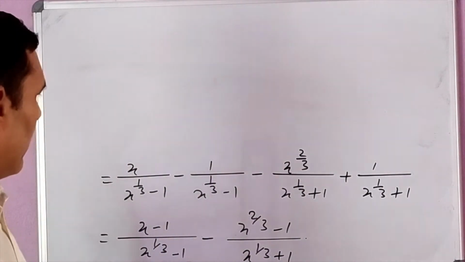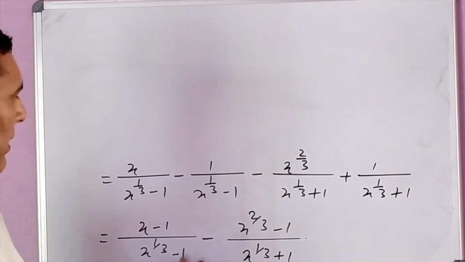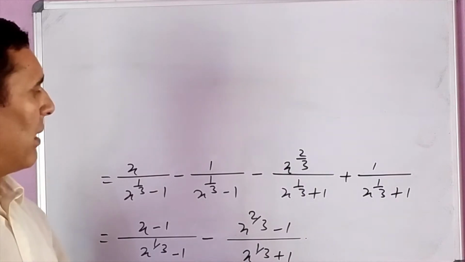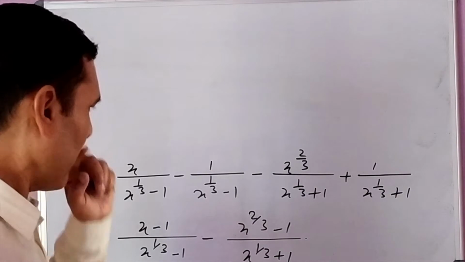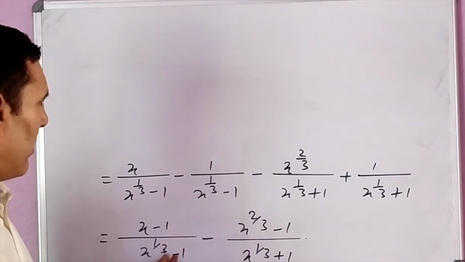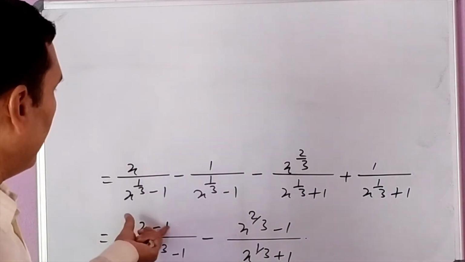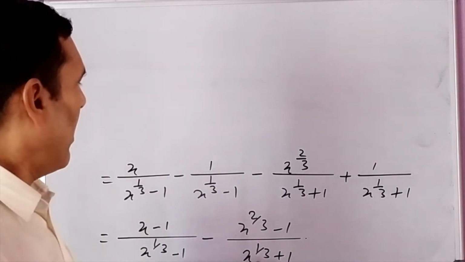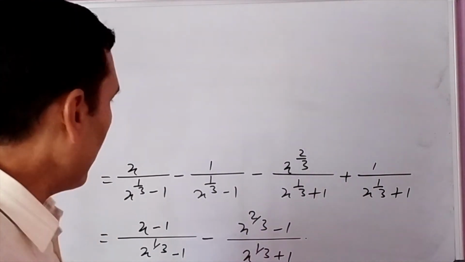After that, we have two options. Either we take the LCM again in these two terms, x to the power 1 by 3 minus 1 and x to the power 1 by 3 plus 1. If we start doing it like this, it will be too long. We can get the same factor, x to the power 1 by 3 minus 1, in the first numerator, and x to the power 1 by 3 plus 1 in the second numerator. How is this possible? Look here.